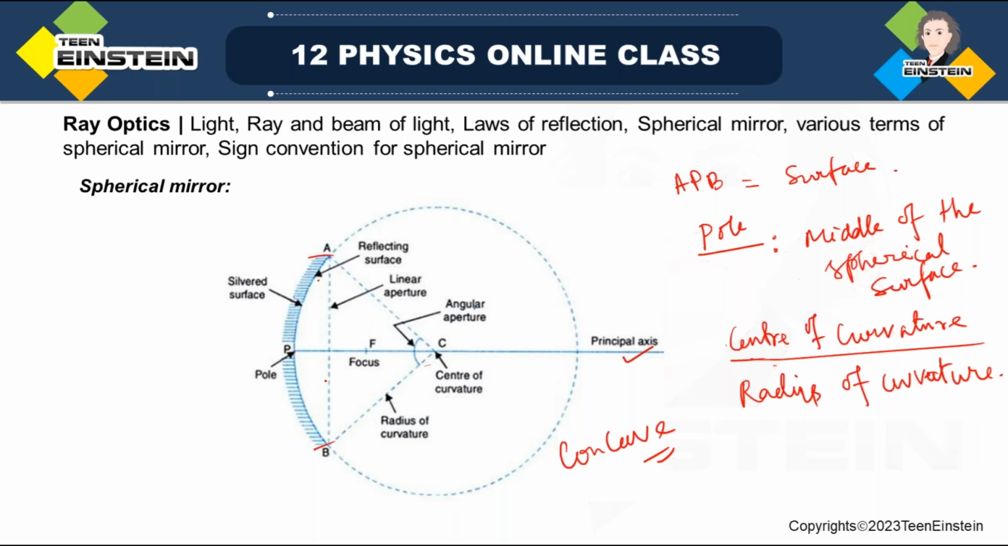So what is principal axis? The line joining the pole and the center of curvature of the mirror is called the radius of curvature. Up to here we will say radius of curvature. From the center of curvature to the pole, this is actually the radius of curvature. PC is the radius of curvature, okay. PC is the radius of curvature.